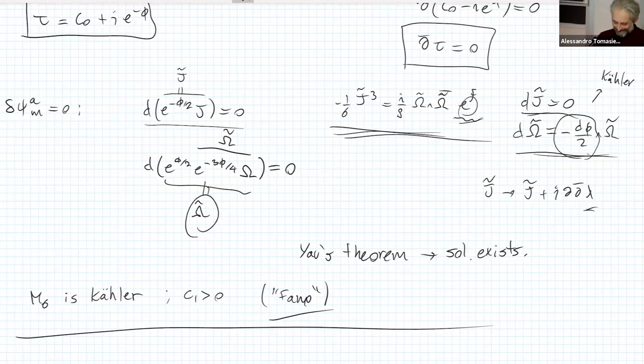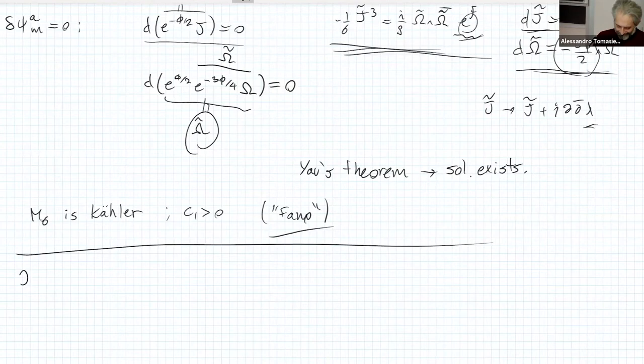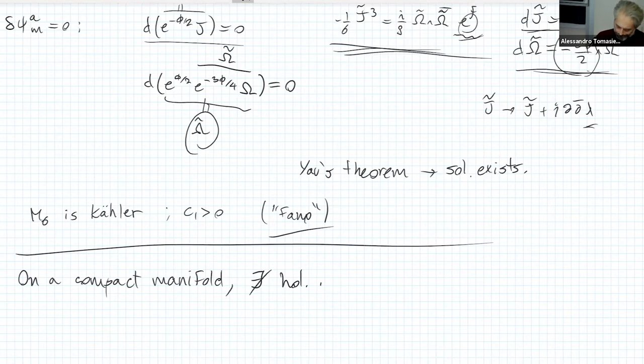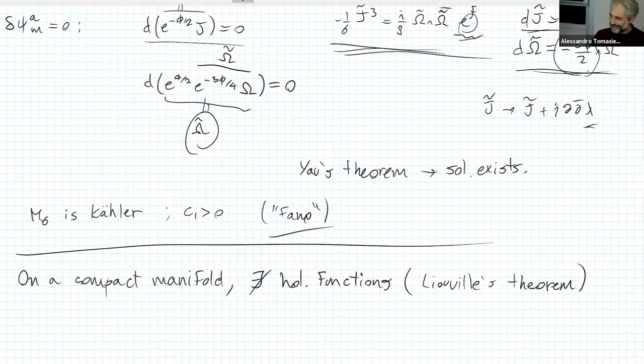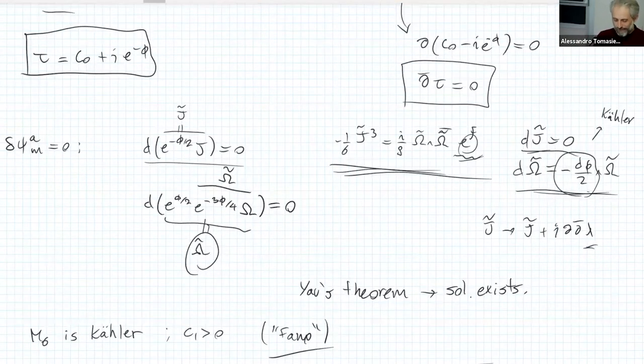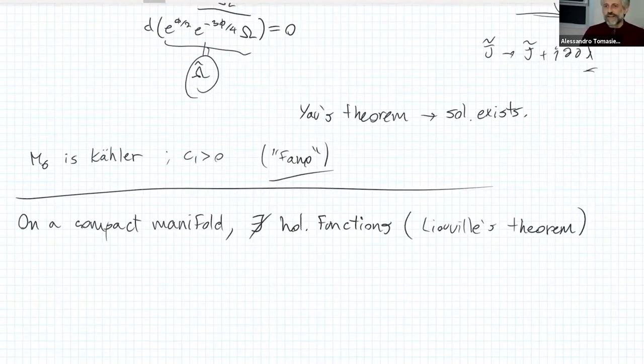Problem. On a compact manifold, there are no holomorphic functions. So not good. On the other hand, nobody really said that tau should be a function. Why? This is thanks to a symmetry of type IIB.